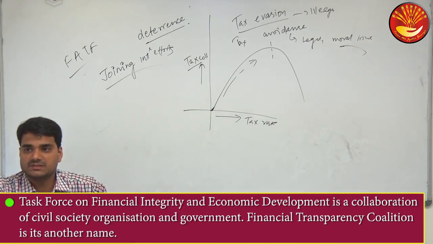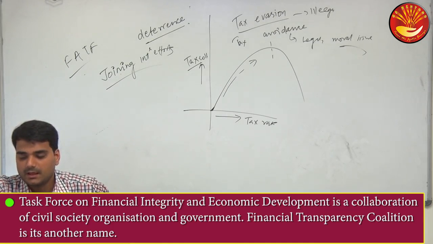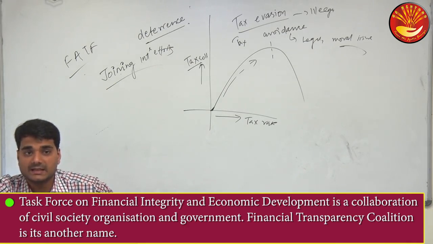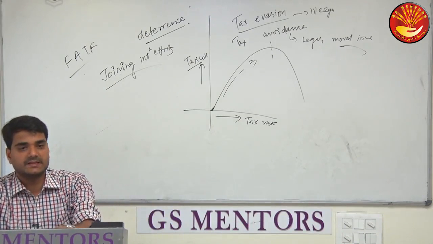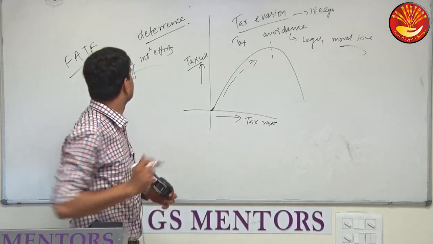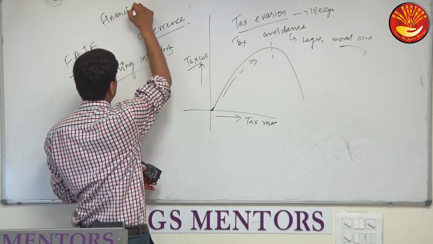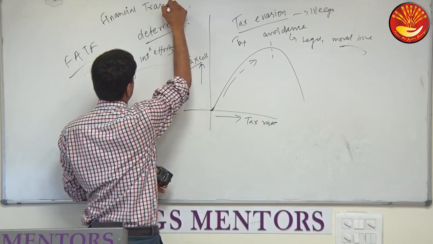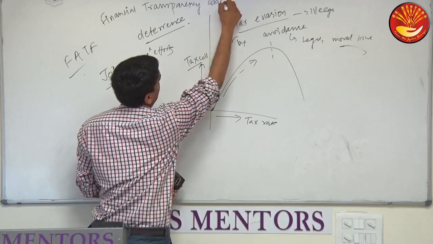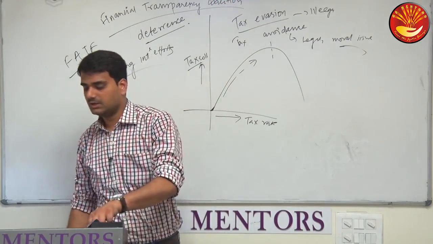See, a number of NGOs are involved in this, for example Transparency International and all those things. This Task Force on Financial Integrity and Economic Development, its other name is Financial Transparency Coalition.